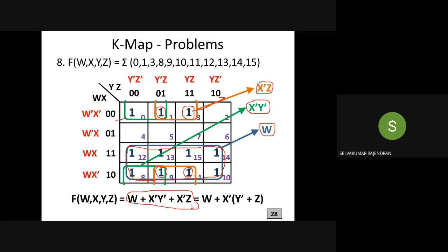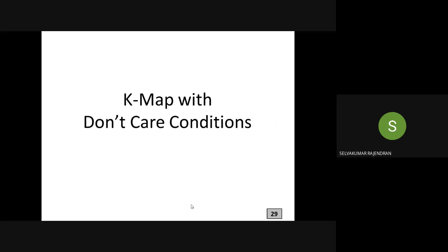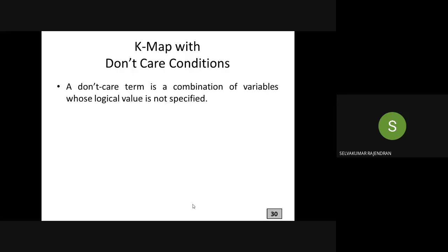Next we will go for K-map with don't care conditions. A don't care term is a combination of variables whose logical value is not specified. It may be 0 or 1. In a function, the don't care term may have either 0 or 1, which is not specifically mentioned. Such a term can be marked with an X or a small d in a K-map.